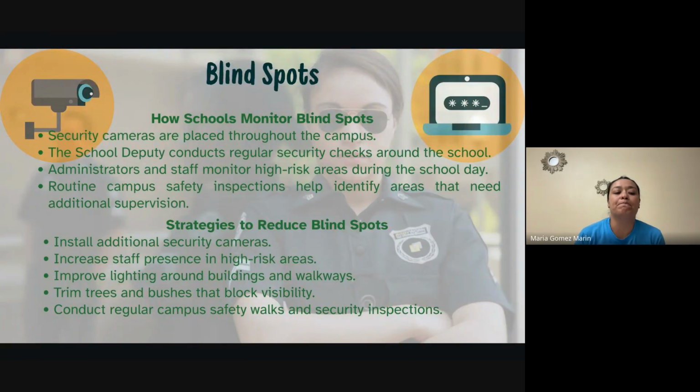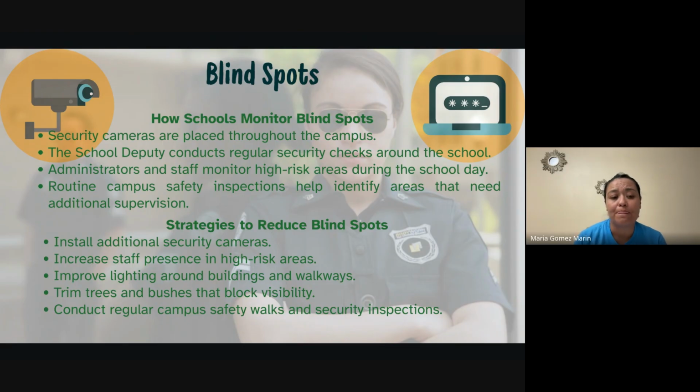Okay, so how do schools monitor the blind spots? Like I said, every school has a school deputy. What they do is review the cameras that are placed throughout the campus. And the school deputy conducts regular security checks around the school, just to make sure that everything is safe for everybody there. Administrators and staff also monitor the high-risk areas during the school day. And there's a routine campus safety inspection that helps identify the areas that need additional supervision.